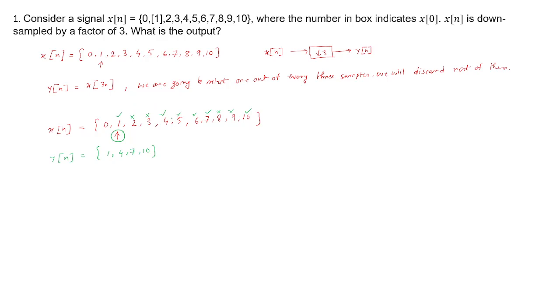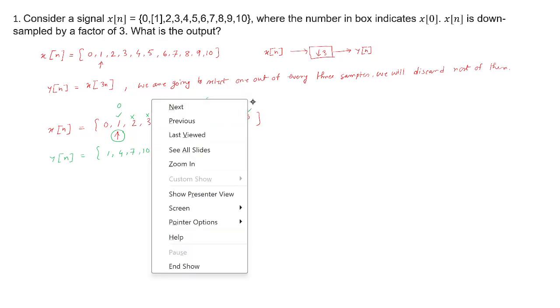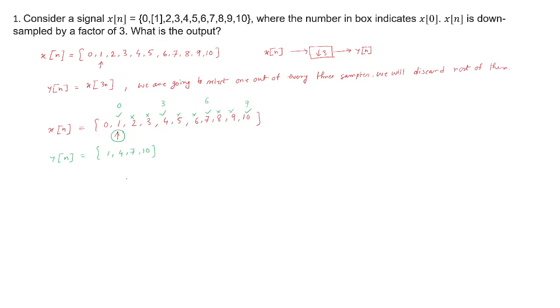Why do we choose these specific samples only? Because they correspond to indexes which are multiples of 3. This is 0th index, this is first index, this is second. 1 and 2 both are not multiples of 3, so we are going to discard them. This is third index, multiple of 3, so we are going to keep it. 5 and 6 are respectively 4th and 5th index, again not multiples of 3, we are not going to pick them. 7 is 6th index, so we are going to pick it. 8 and 9 again 7th and 8th index, not multiples of 3. And 10 again 9th index, so we are going to pick it. So our output is going to be yn, which is denoted by this sequence.